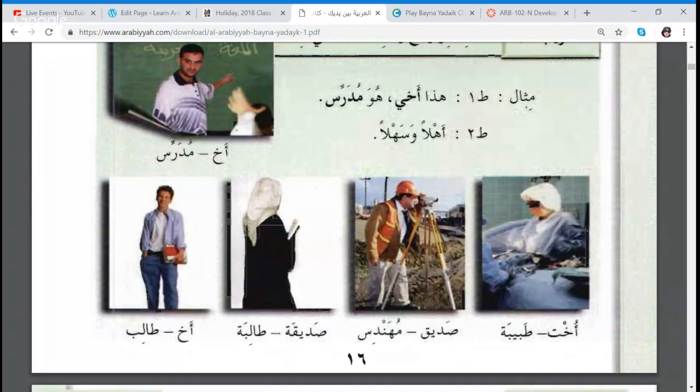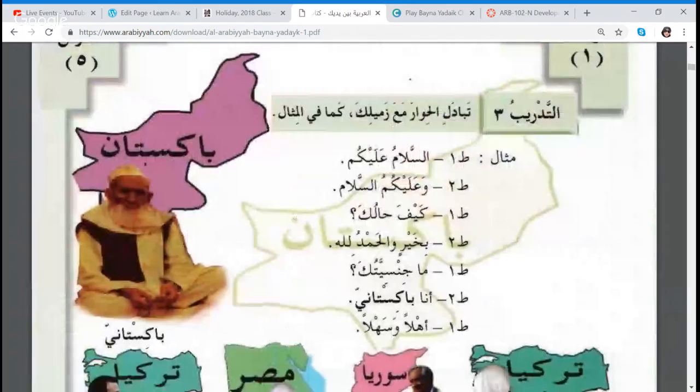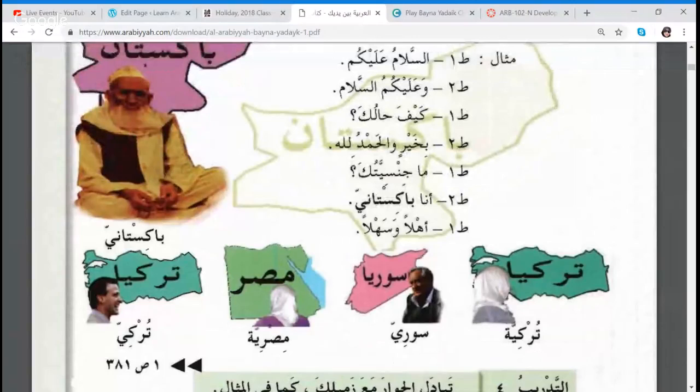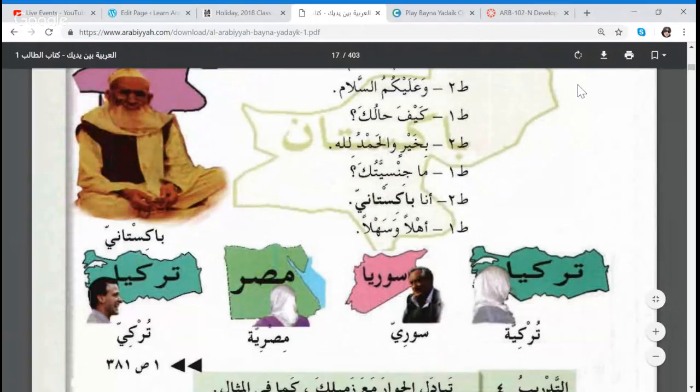Okay. Here we've got a dialogue. It's a little bit longer. Student one says, assalamu alaikum. Student two replies, wa alaikum assalam. Kayfa haluka? Bikhair wa alhamdulillah. Ma jinsiyatuka? Ana Pakistani. Ahlan wa sahlan. In this case, they're going to give us a nationality. The only thing that's changing is the nationality. But sometimes you have a male and sometimes you have a female. You're going to be student one and I will be student two, so you start.